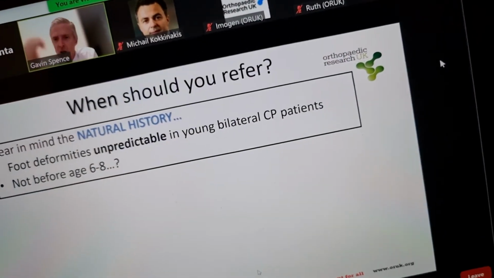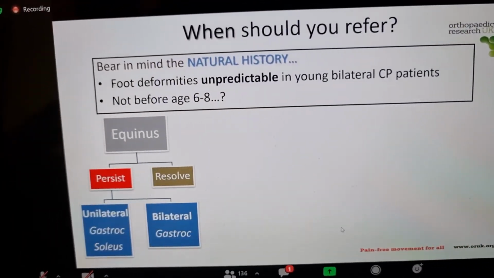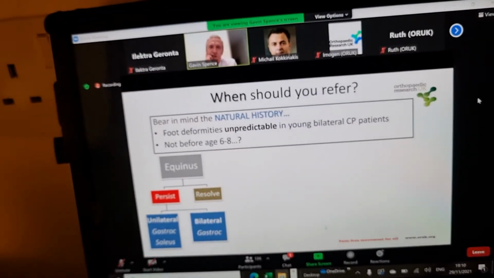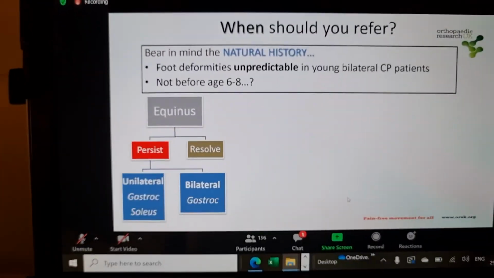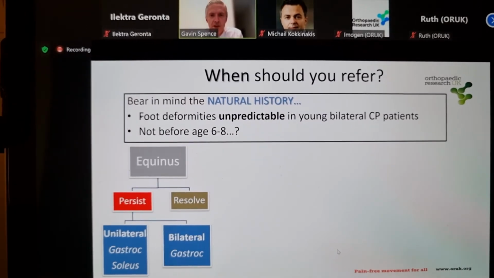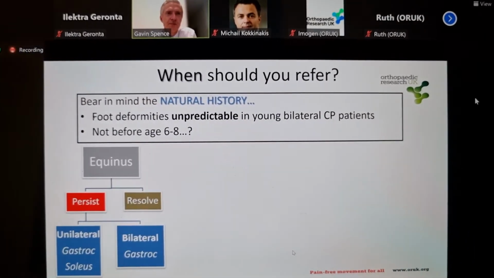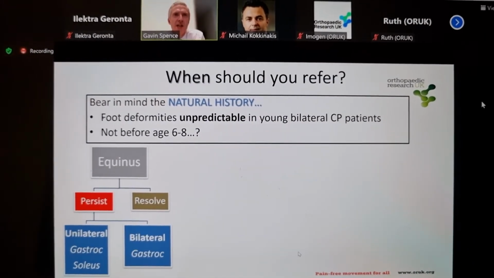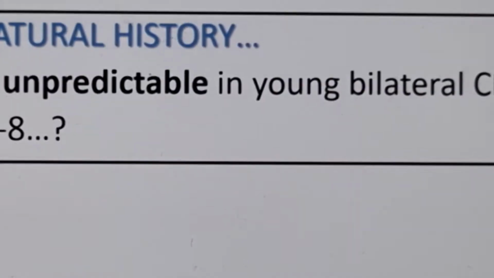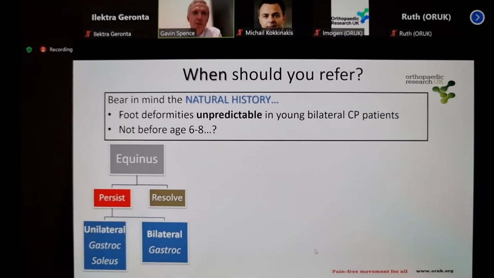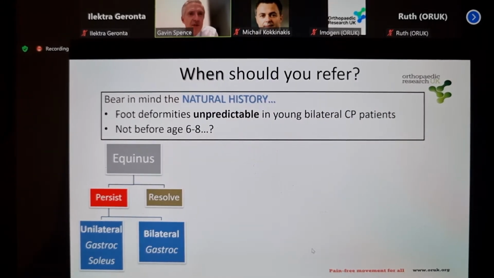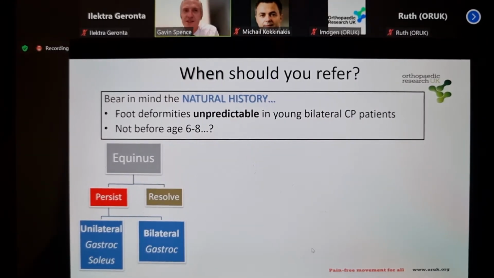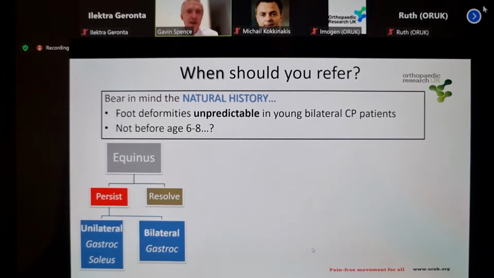So what do we understand about the natural history of these 3 foot problems that dominate cerebral palsy? So let's talk about equinus, first of all. This is probably the commonest problem that we're going to face. Essentially, before the age of 6, it is quite common for children to walk up on their toes, those that have cerebral palsy. But some of these will resolve, and of those that persist, there seems to be a difference.